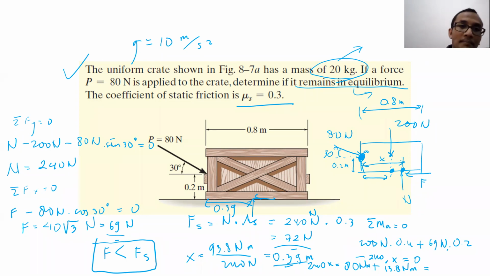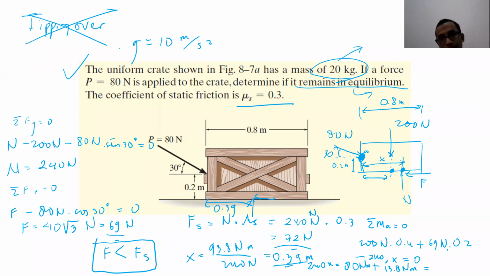So it means that tipping over is not happening. Everything remains in equilibrium. That's the answer. That's supposed to be good enough, right?